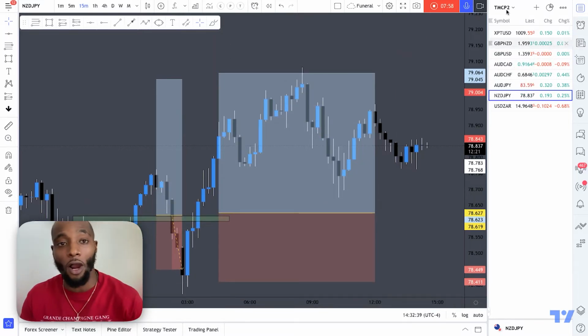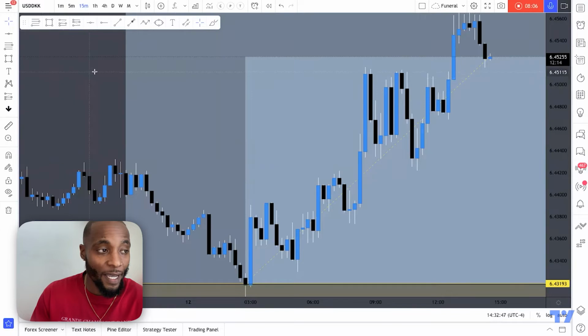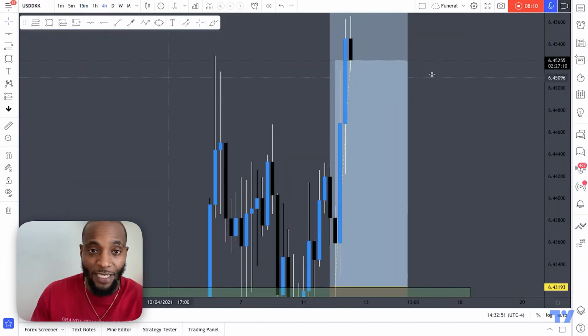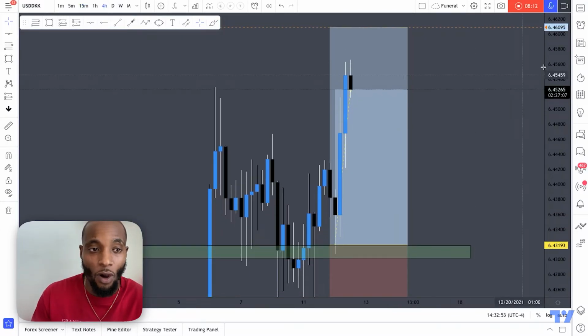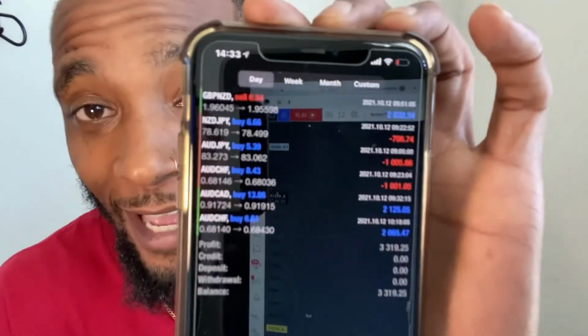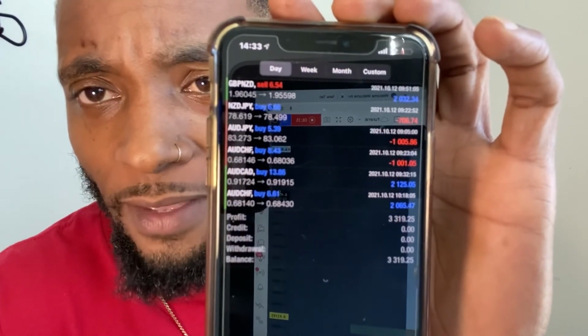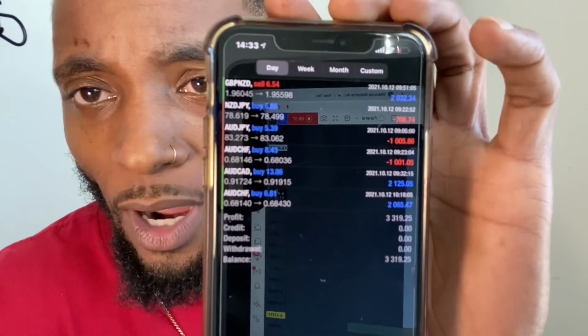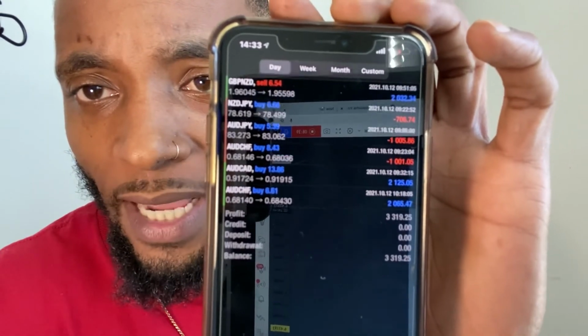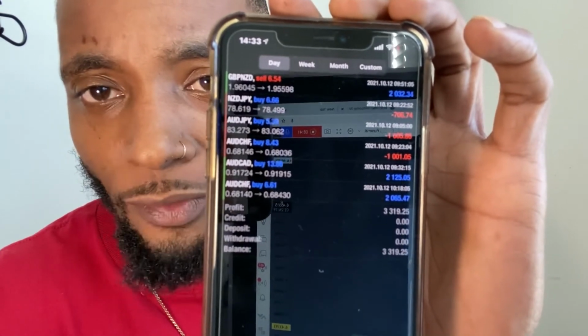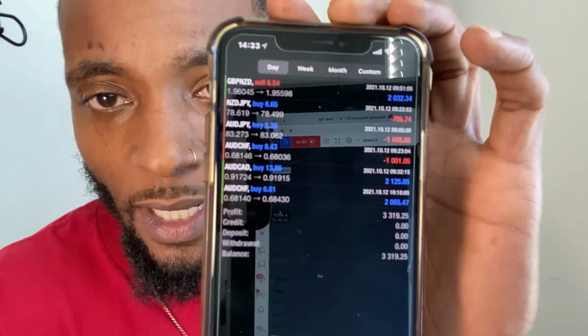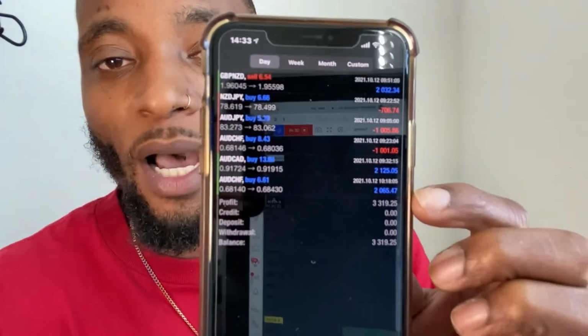So we're up 3R on the day, but we still have this USD DKK still running at about 2R. So essentially 5R. So the log for the day, as you can see: GBP NZD take profit; NZD JPY, AUD JPY, AUD CHF all stop loss; then the AUD CAD and AUD CHF re-entry all hit take profit. So sitting at a profit of about $3,000, which is about 1%.